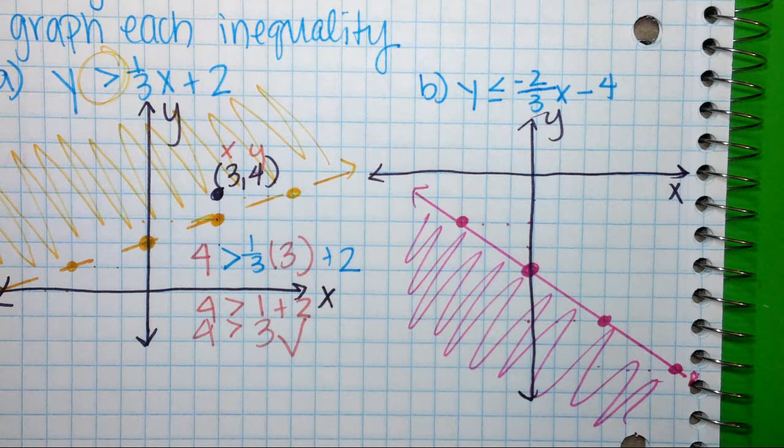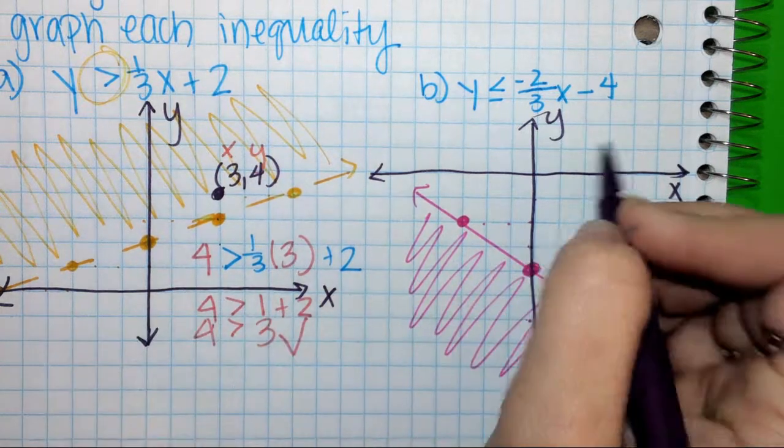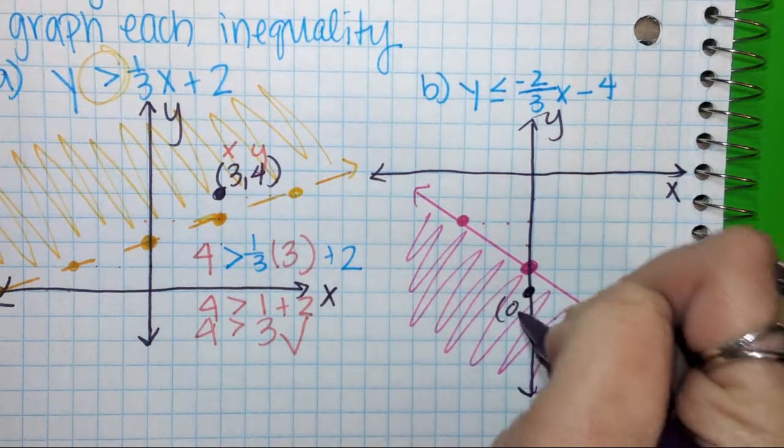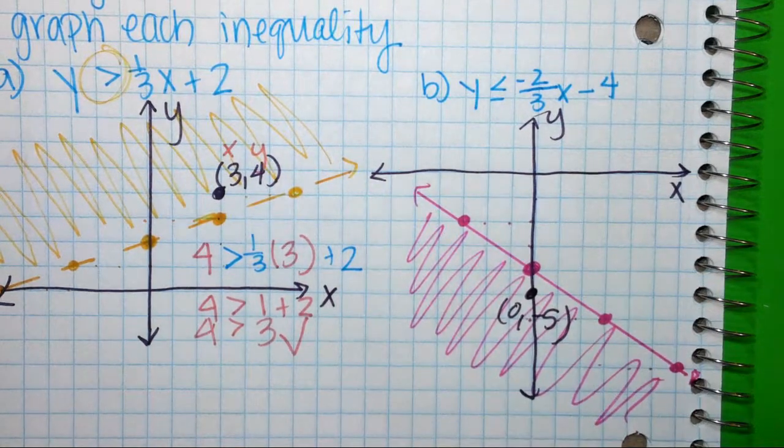Can you fix it real quick? Yes. Can I tell you what you need to do? Yes, tell me a number to do. 0, negative 5. Oh, really? Okay, I like it. Take a point. All right, plug in 0, negative 5 and tell me what you get.